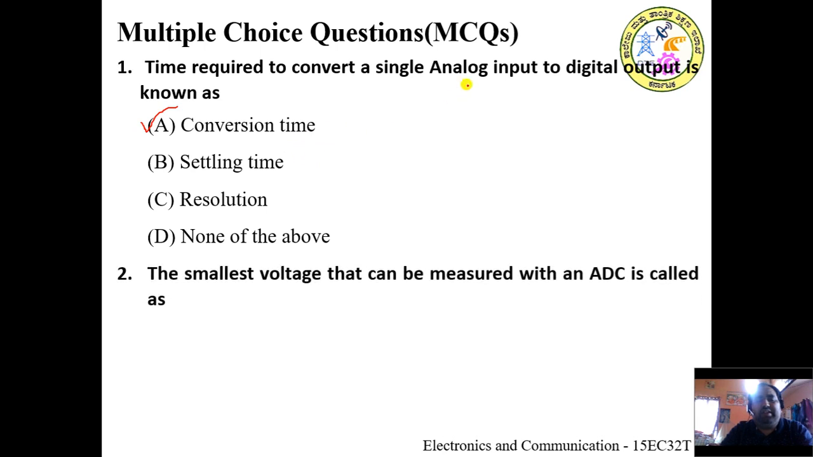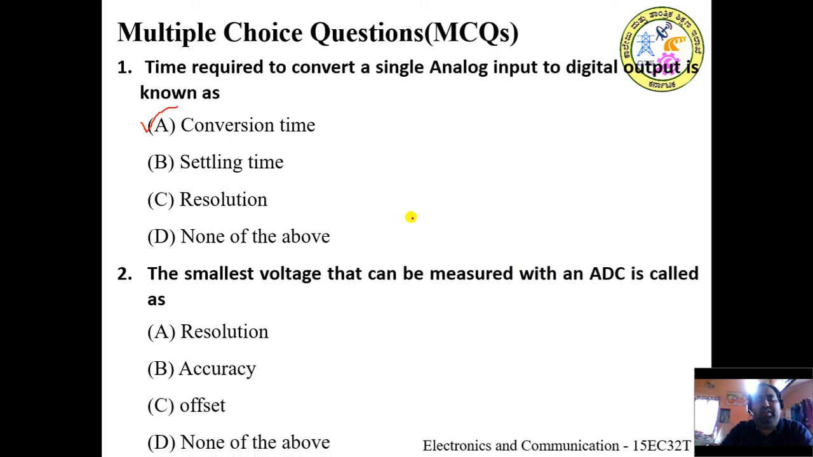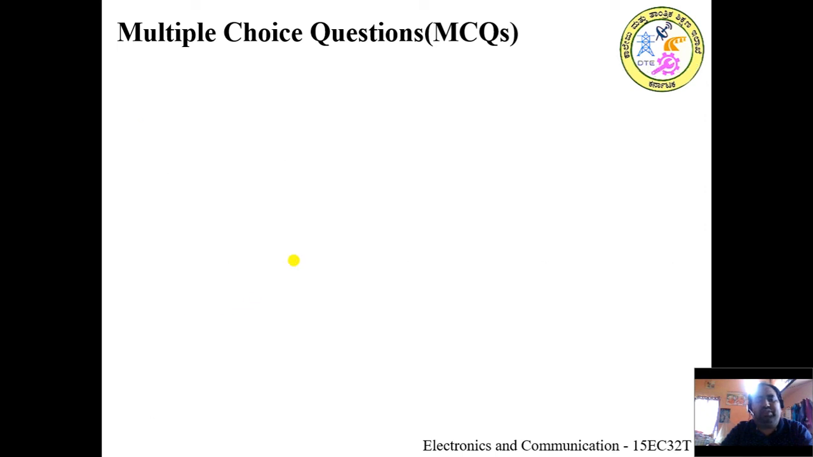And the second one: the smallest voltage that can be measured with an ADC is called as, first option, resolution, second one, accuracy, third one, offset, and the fourth one, none of the above. Obviously, this is the definition for resolution of an ADC. The answer is A, resolution.